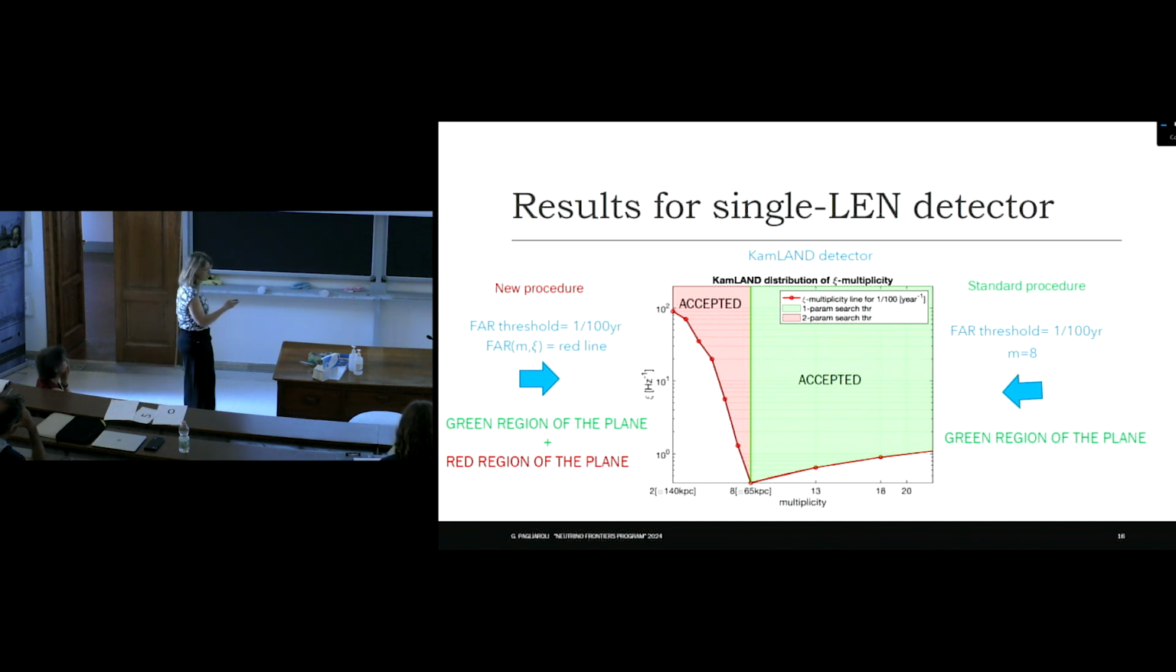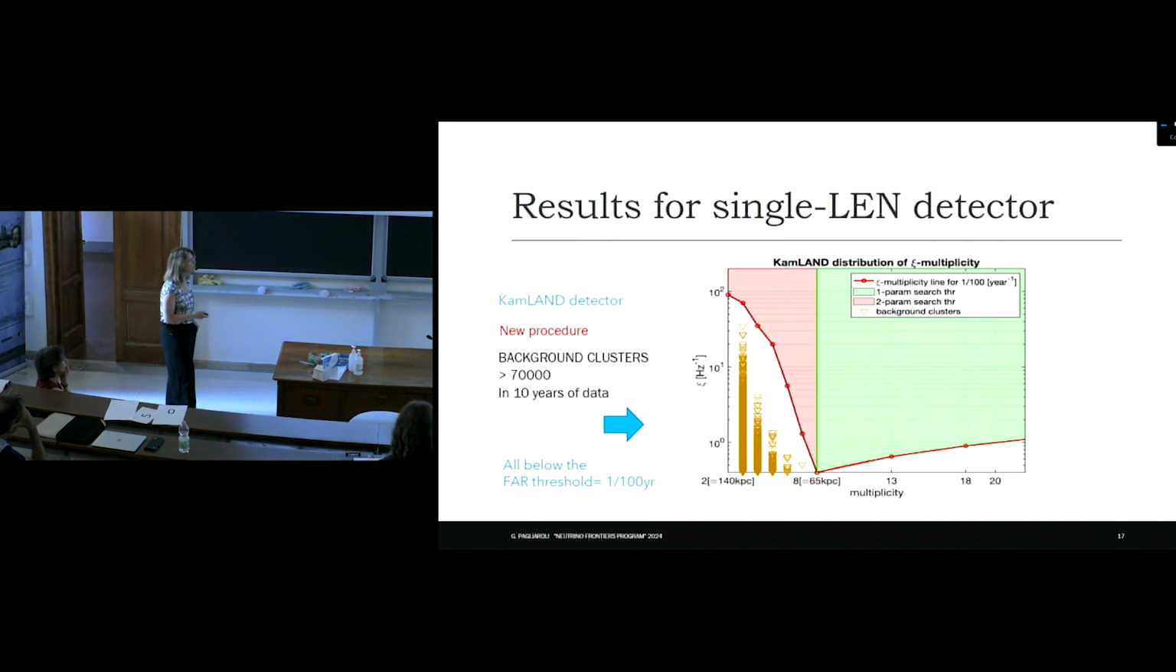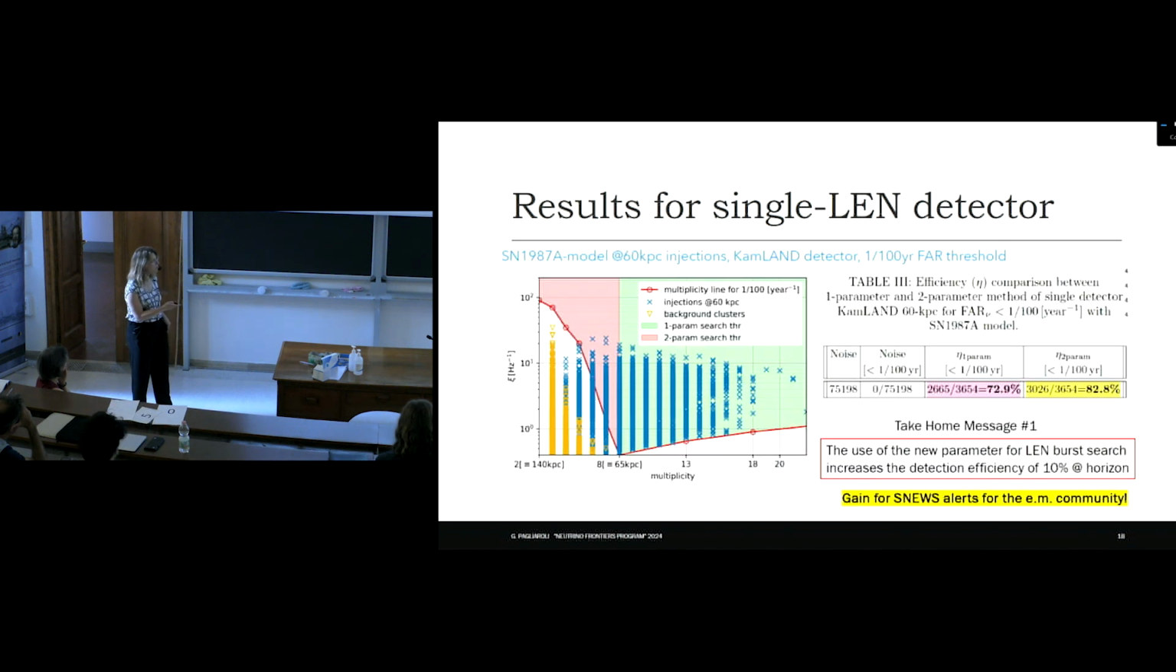So let me see what this means in terms of efficiency. Let's see the case of KamLAND. We injected 10 years of background data, and we can see that these background data are all below this threshold, as you expect. So you are not including any more background. But when you insert the signal, for example, in this case, a supernova 60 kiloparsec away inside the KamLAND detector, then you obtain this very different situation for the standard case and the new case.